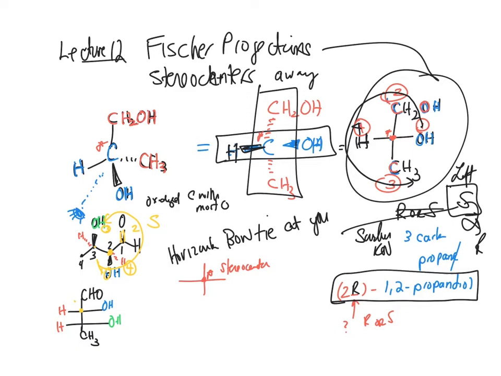Okay, so let's see if we have an S here. Same priorities, right? This is one, this is two, this is three, this is four. So one, two, three is what? That's S, okay? But because the hydrogen is horizontal, that's R. So I would have to take my eraser and redraw this if I wanted to have a matching Fischer projection with the OH here and the H here. So let's check that again. One, two, three. That's R, and R gets switched because the hydrogen's horizontal. So that's S. So those match.